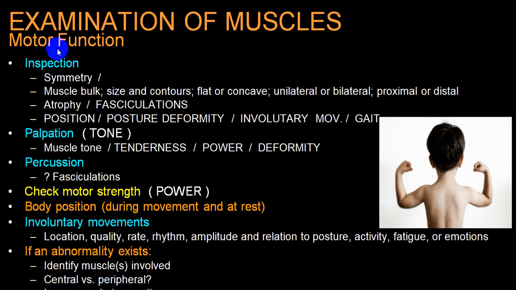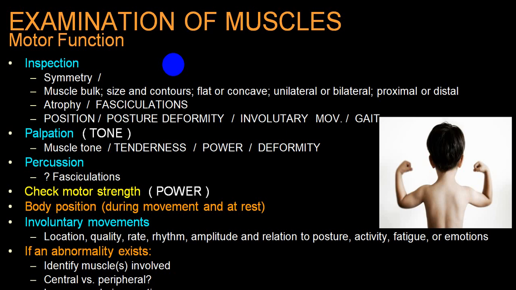Now in inspection, first the part to be examined, say we are examining the upper limb. So the complete upper limb should be fully exposed. It should not be covered by any clothes. So complete exposure of the part to be examined should be there, whether it is upper limb, lower limb, face, etc. Now when you expose that particular part, you compare the right side with the left side. You look at the symmetry.